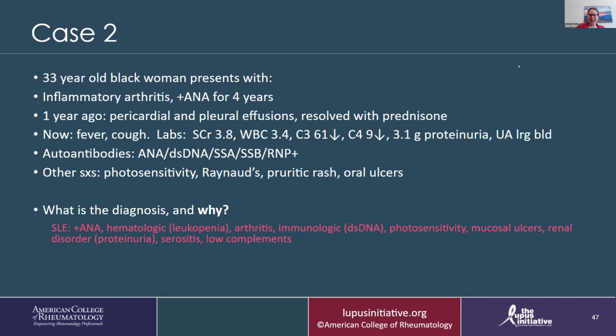And I don't think they have the creatinine in there. I think the creatinine is even more important than the proteinuria. Not that the proteinuria isn't important. So you have a positive ANA, you have leukopenia, again, arthritis, a double-stranded DNA, which is very specific, photosensitivity, you have mucosal ulcers, renal disease with proteinuria and changes in kidney function with the elevated creatinine, serositis in the past, and low complements.